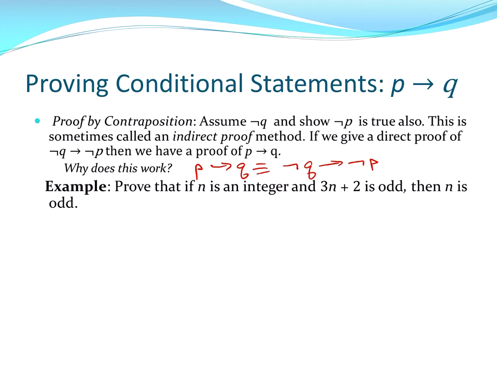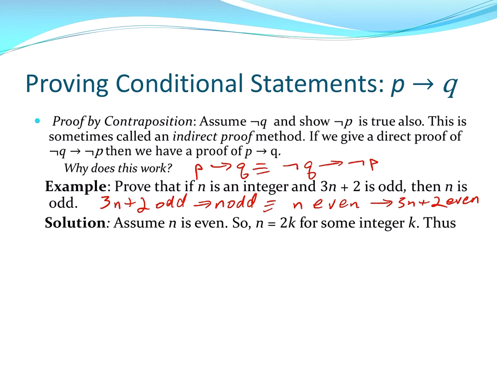So here's our first example. When n is an integer, if 3n plus 2 is odd, then n is odd. We're going to prove that by contraposition, or the contrapositive. 3n plus 2 odd implies n odd is logically equivalent to the contrapositive: n even implies 3n plus 2 is even. So we'll prove that contrapositive directly.